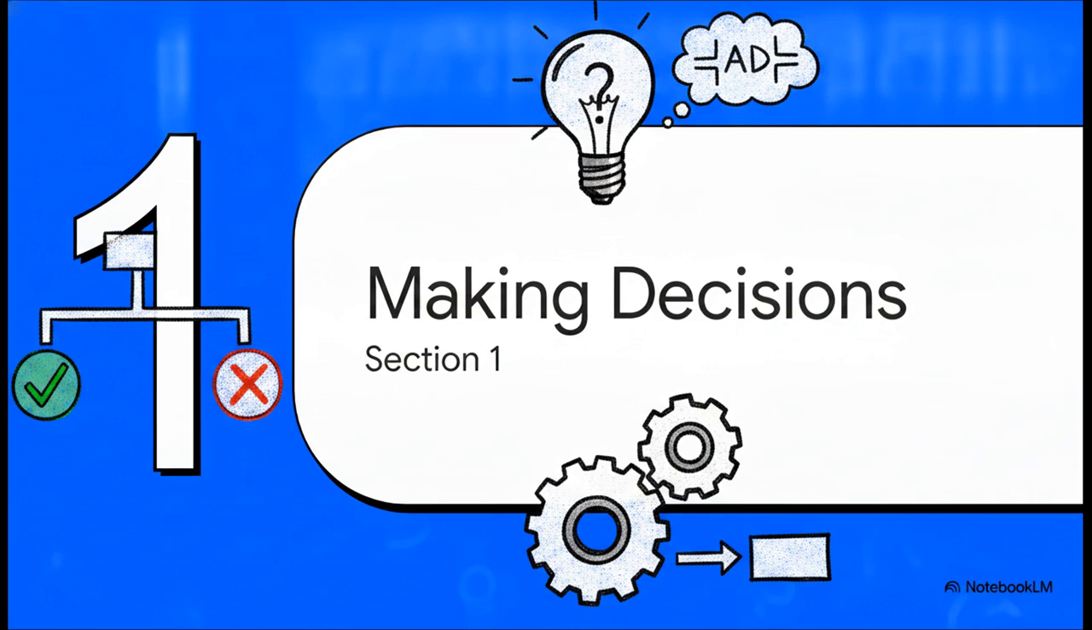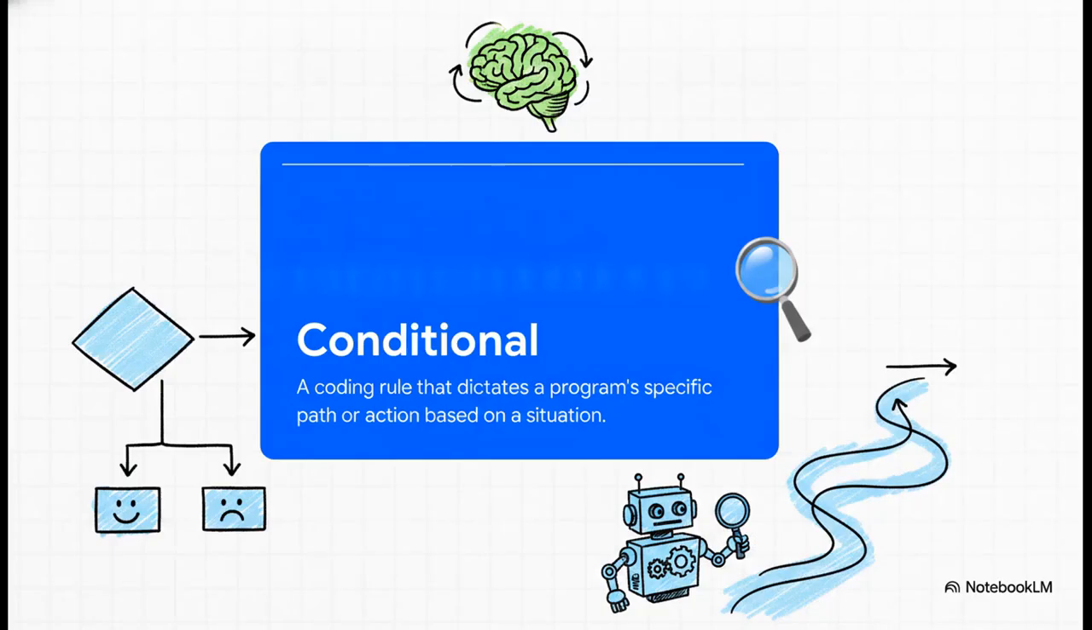Section 1. How programs make decisions. The real secret here, the whole foundation, is understanding our key vocabulary word, a conditional. A conditional is simply a rule in coding that tells a program which specific path or action to take based on a certain situation. Literally, think of conditionals as the brain of your program. Without them, your code just runs straight from top to bottom, completely blind to what's happening around it. But with conditionals, your code can finally look at a situation, evaluate it, and actually react.